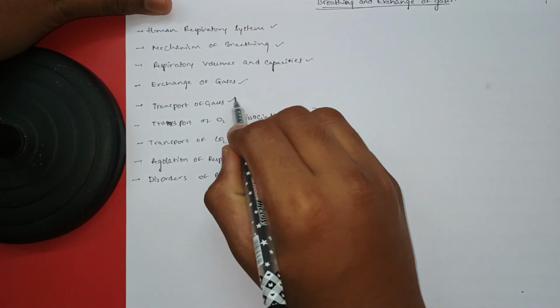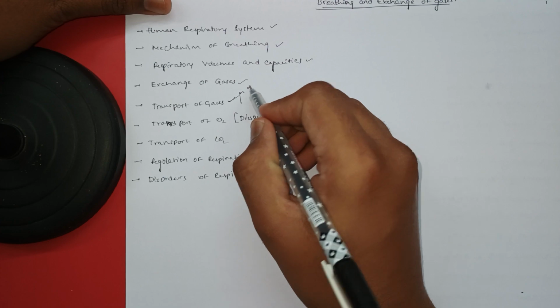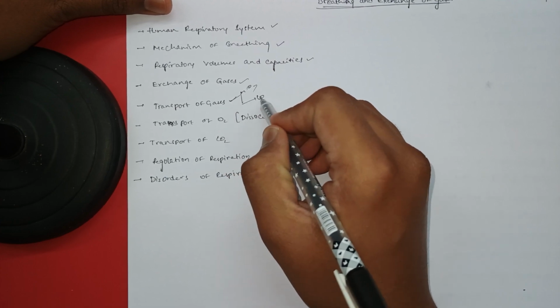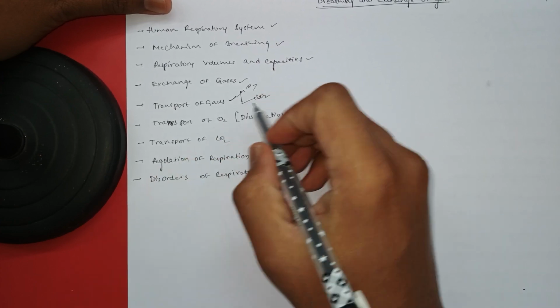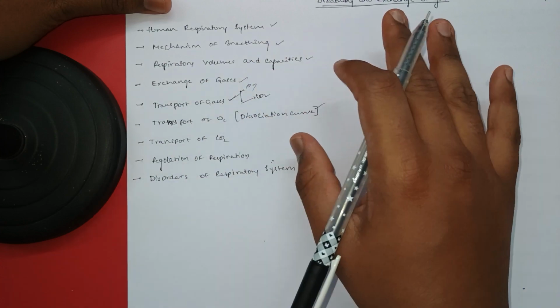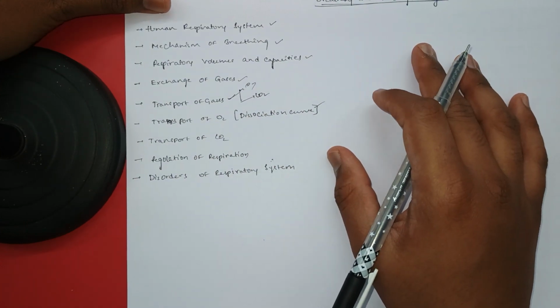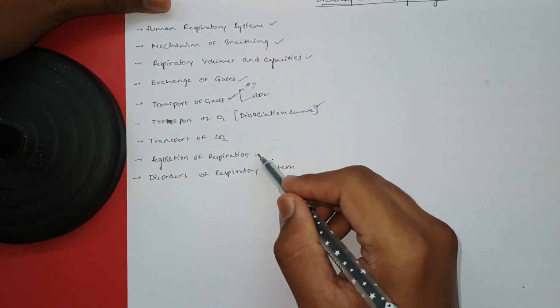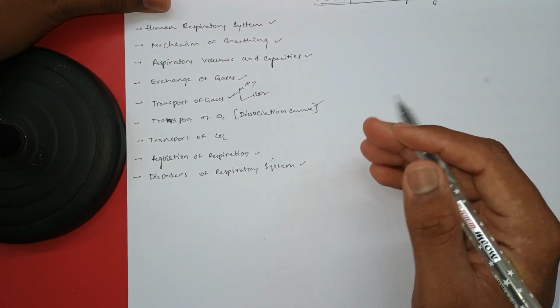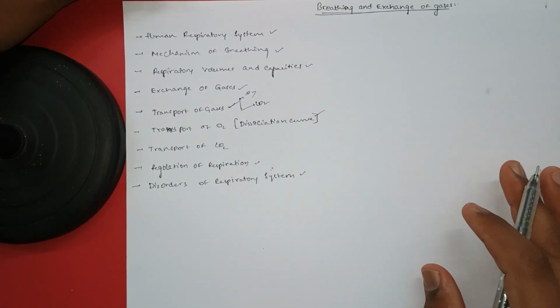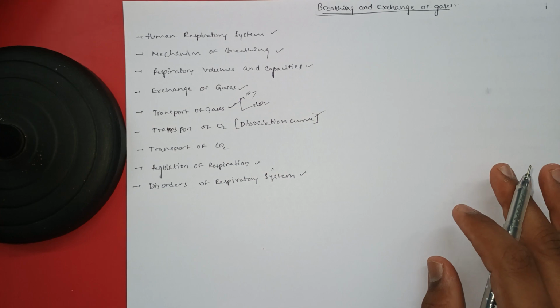Next, we'll be discussing transport of gases, both oxygen and carbon dioxide. Both will be discussed separately, and in oxygen, we'll be discussing the dissociation curve also. After that, we'll be discussing regulation of respiration. After that, disorders of the respiratory system. Starting with the human respiratory system, guys.